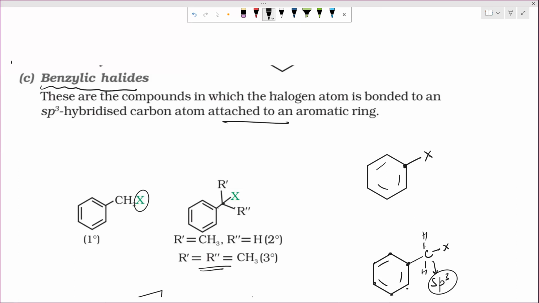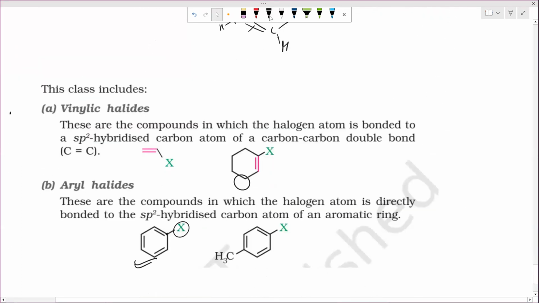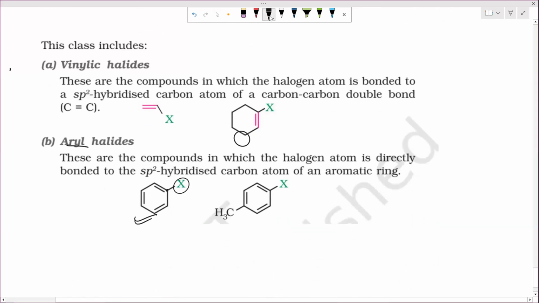This halogen is not bonded directly. Here we have one more carbon, and with this carbon the halogen group is attached. So the carbon with which this halogen is attached is not directly attached with the benzene ring. But in the aryl halides, the main carbon with which the halogen group is attached is of the benzene ring. Okay. So note this one in short.